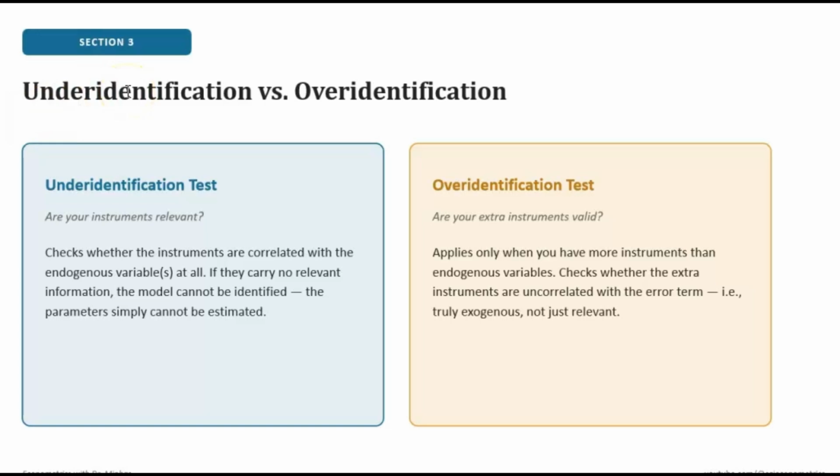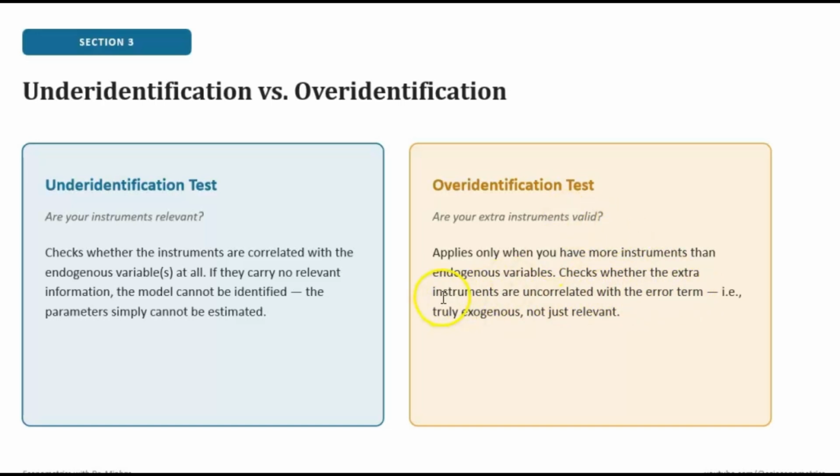What is under identification and over identification? When we use the IVREG2 command, it shows the results of the under identification test as well as the over identification test. Under identification measures whether the used instrument is relevant or not. The relevance of an instrument means the used instruments are correlated with the endogenous variable. And what is the over identification test? It examines the validity of the instrument using the Hansen test. It applies only when you have more instruments than endogenous variables. If instruments are fewer than your endogenous variables, you cannot run the over identification test, because it checks whether the extra instruments are uncorrelated with the error term.